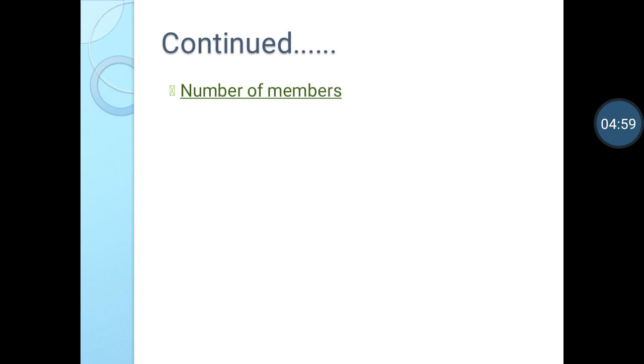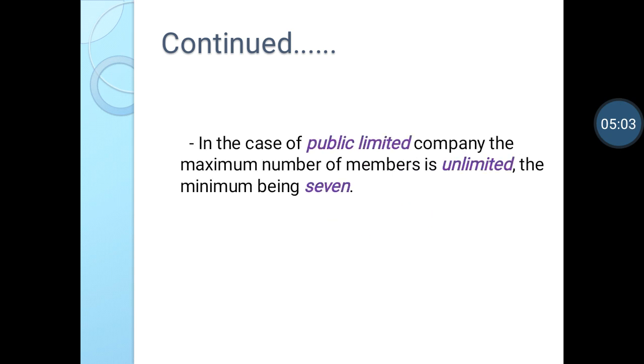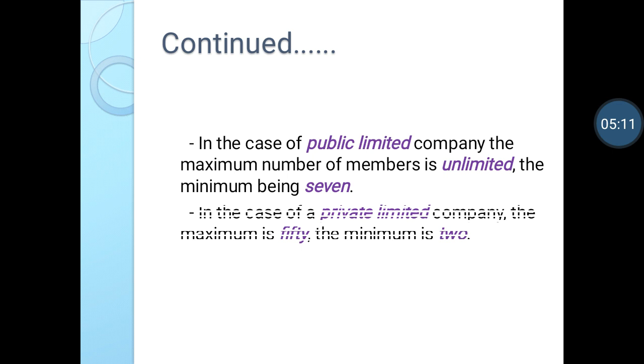Next, we are going to see the number of members. In the case of a public limited company, the maximum number of members is unlimited and the minimum is 7. In the case of a private limited company, the maximum is 50 and the minimum is 2.